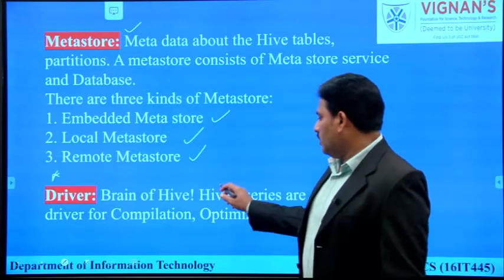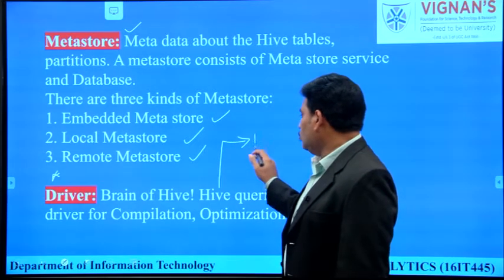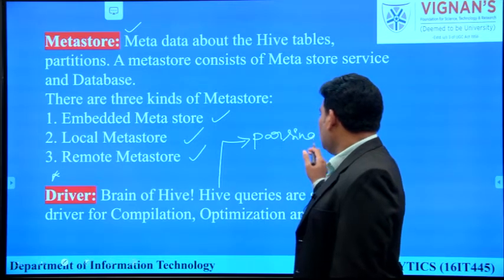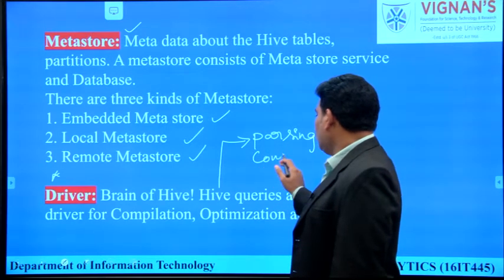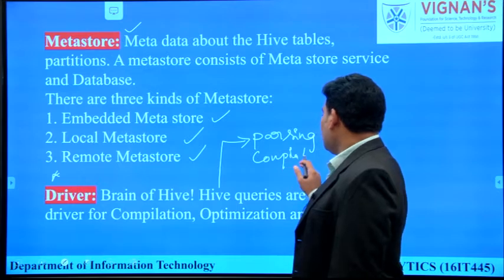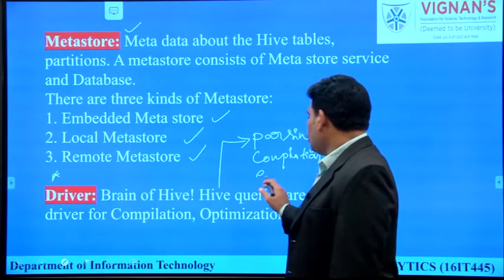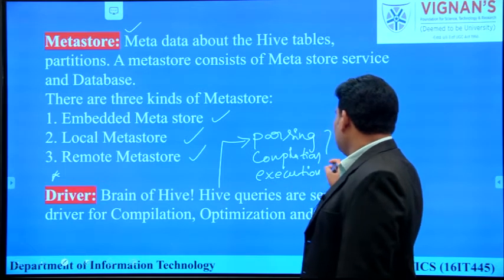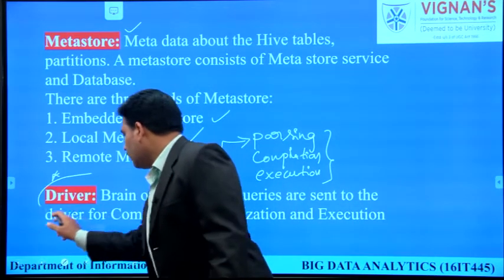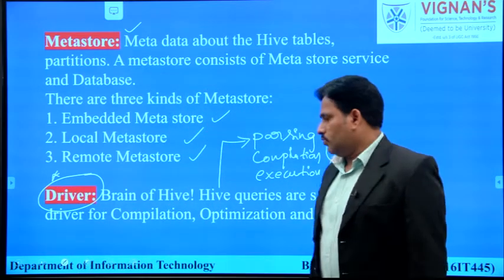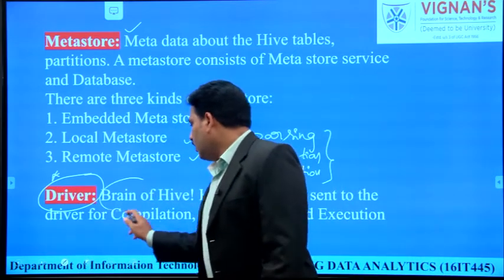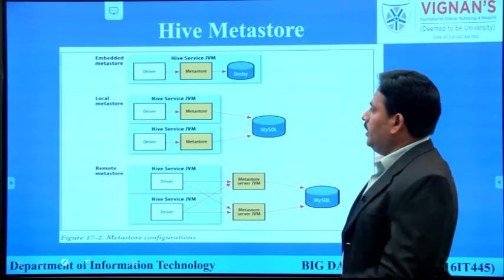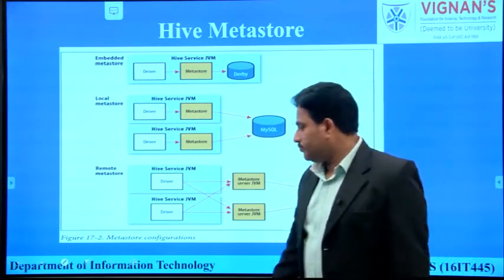That means using the driver module, we can do the basic fundamental activities like performing parsing operations, and whenever you want to compile, it will do the basic compilation of the queries. Execution of the queries is also done under the driver module. So that's why we call it the brain of Hive. Now, these are the three different types of metastores.